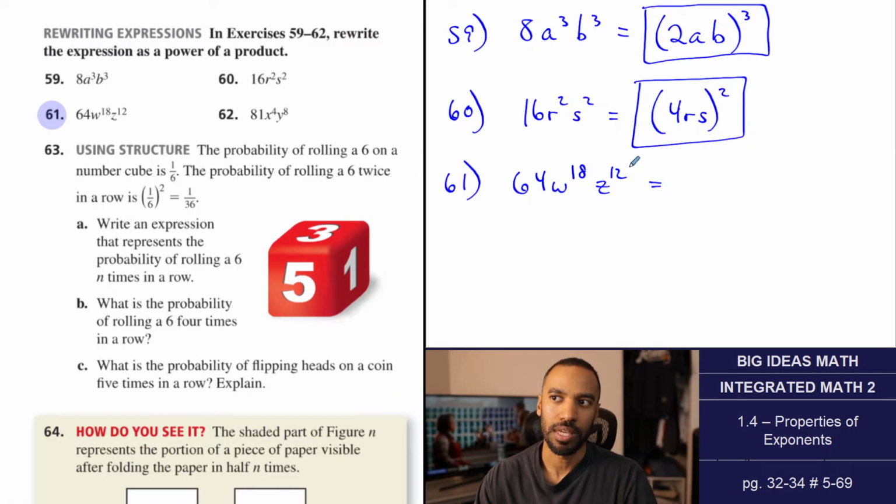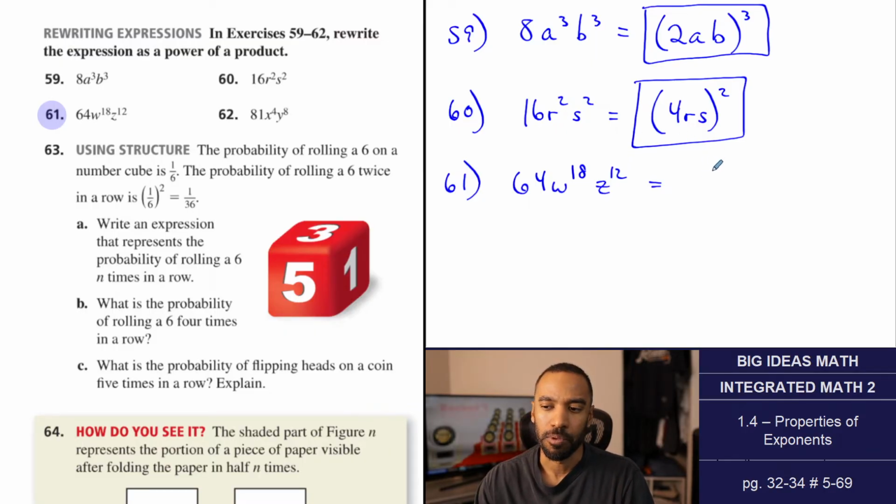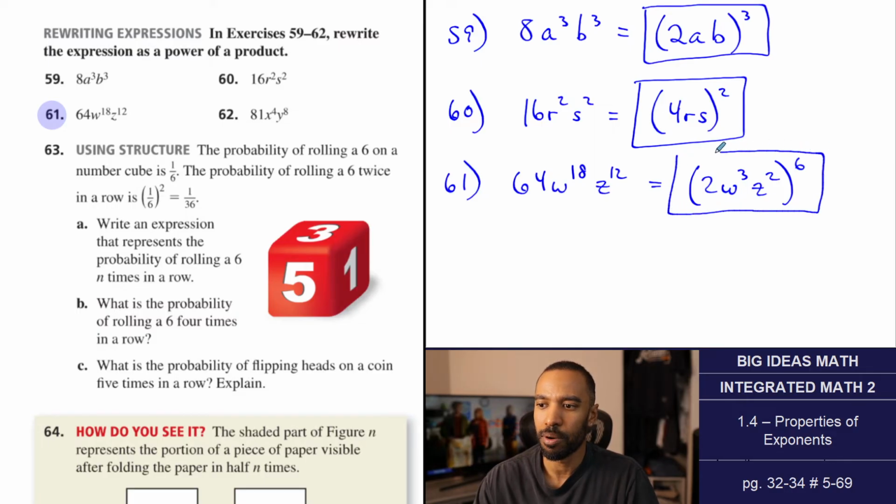I will do the largest one. I will say out loud the other ones, though. 64 is 2 to the 6th power. W to the 18th can divide, 18 can divide by 6 and get W cubed, and 12 can divide by 6 to get 2, and those can all be raised to the 6th. That is the simplest form of it.